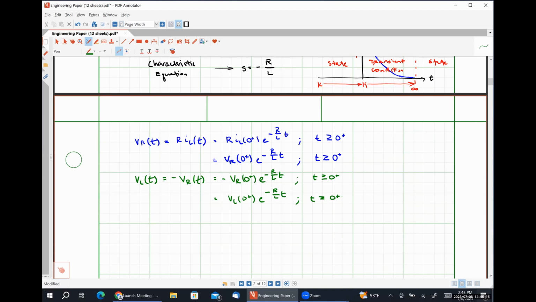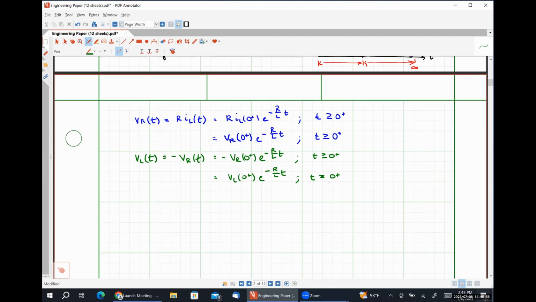Our resistor current and our inductor current are literally the exact same thing, so I'm not going to bother with that. What I'm getting at here is if our inductor current takes this form of an exponential decay, then all of our other signals have to take that same form as well, right? Due to Ohm's law, Kirchhoff's current law, and Kirchhoff's voltage law. If one thing is exponentially decaying, everything has to be exponentially decaying, okay?